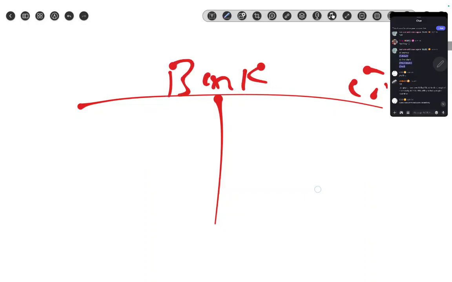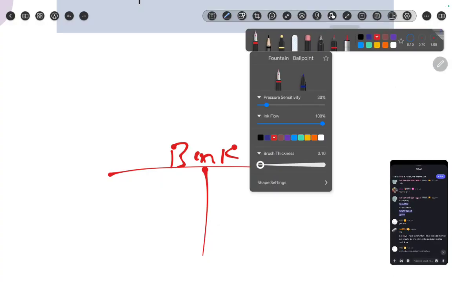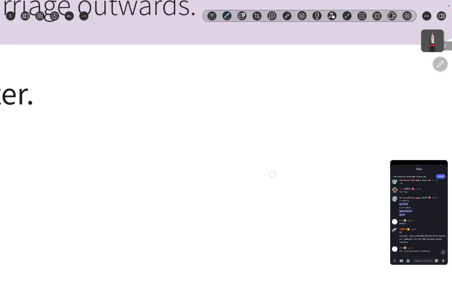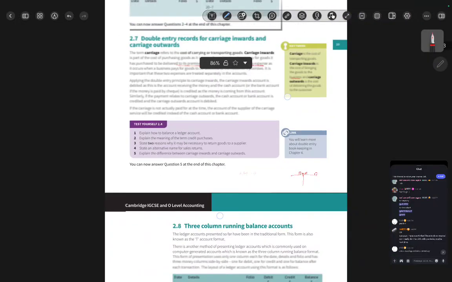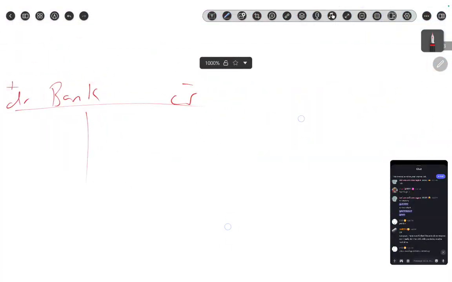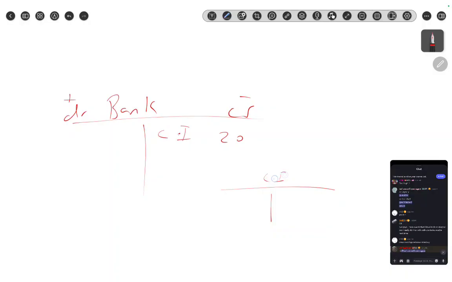This is the credit side, and this is the debit side. What happened? You pay for delivery fees, you pay for carriage, so your total bank balance reduces. Let's just say you pay $20 and this is for carriage inwards. So in your carriage inwards account, you debit it and write bank as a detail for $20.